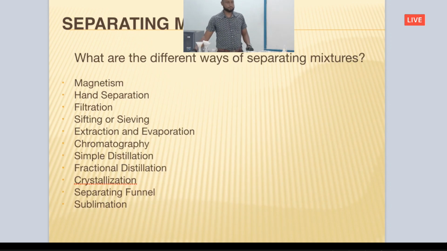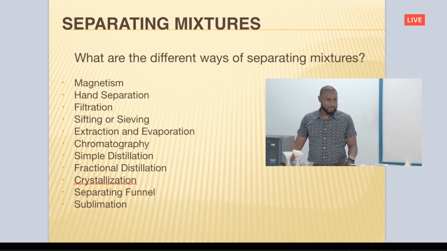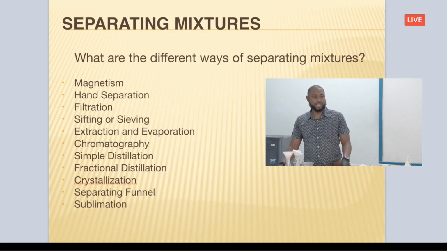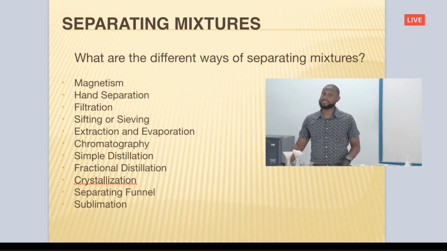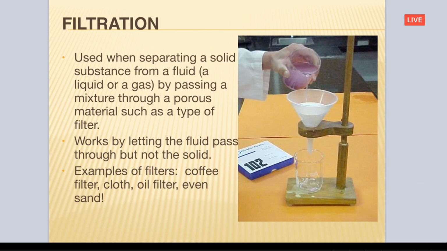Next slide, please. Filtration, sifting or sieving, extraction and evaporation, chromatography, we're going to see some of that today, simple distillation, fractional distillation, crystallization, separating funnel. Filtration is passing a mixture through a porous material such as a type of filter. This works by letting the fluid pass through, but not the solid. Examples of filters include coffee filters. We could use a cloth to do things like that, oil filters, and even sand filters.